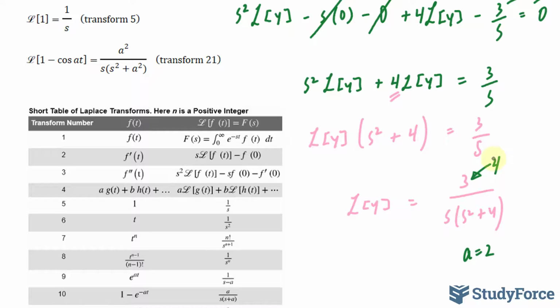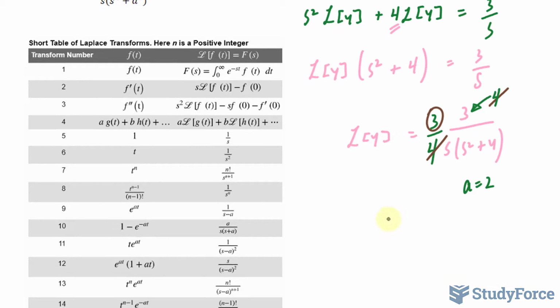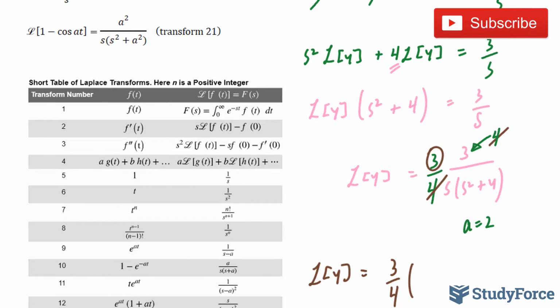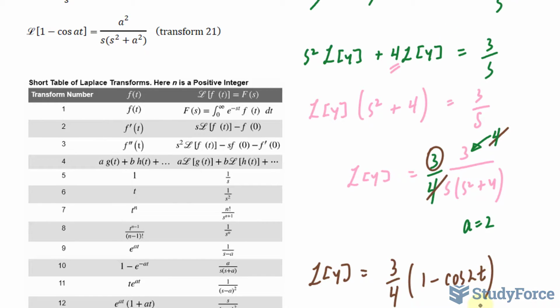To compensate for the fact that we have a 3 where it should be a 4, I'm going to multiply this function by 3 over 4. By doing that, what's supposed to be a 4 here will cancel out, and you're left with that 3. And we're going to use 3 over 4 as the coefficient of 1 minus cosine at. Here's what I mean. The Laplace transform of y is equal to 3 over 4 bracket 1 minus cosine 2 times t. And there you have it.